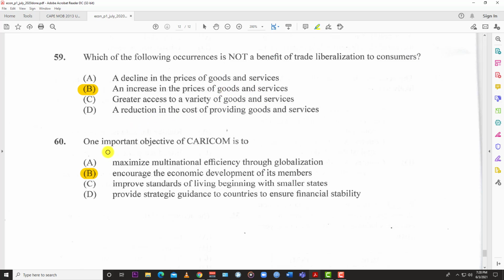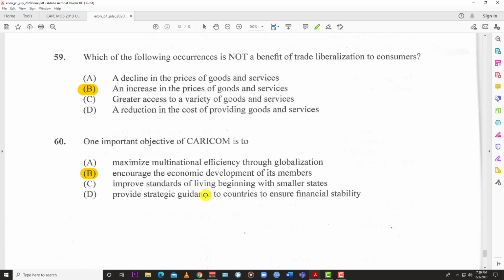All right, the last one, number 60. One important objective of CARICOM is to B, encourage the economic development of its members. CARICOM, CSME, Caribbean Community. That's the end of the paper. Number 60. All right.